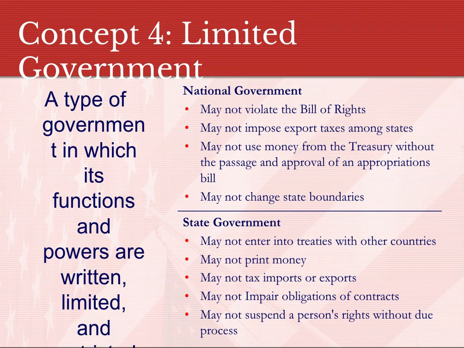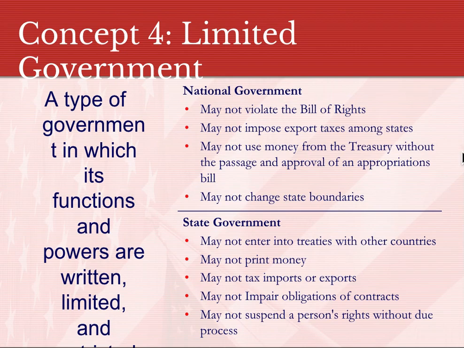Concept 4, limited government. Limited government is a type of government in which functions and powers are written, limited, and restricted. So the 3 key things are that the government is limited, the rules of the government are written down, and that each branch is restricted to only what is written down.